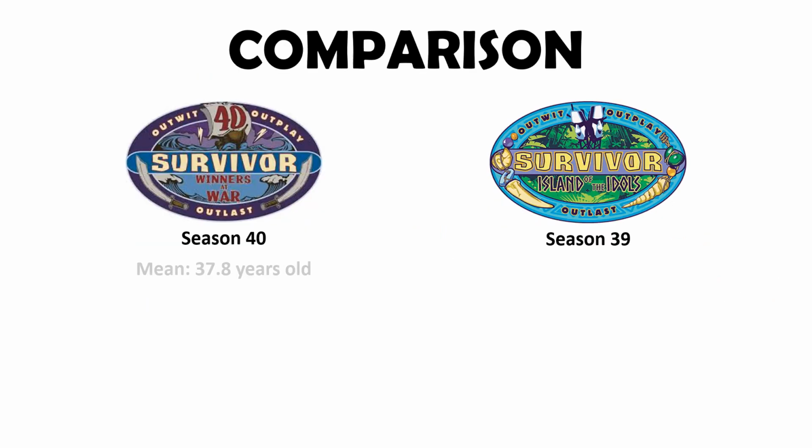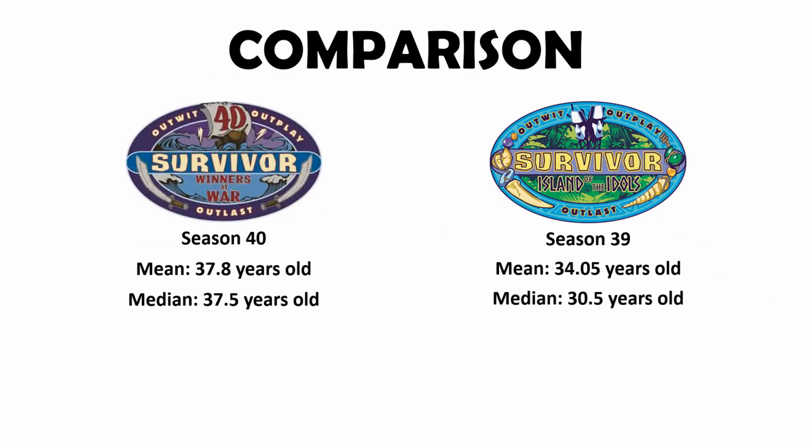So let's compare everything now. We already talked about the mean and the median, which kind of showed us two things. One, that the contestants on season 40 were a little older, and two, that the contestant ages on season 39 were more spread out. Now, looking at the range, that also lets you know how spread out the ages of season 39 was. If you remember, the youngest contestant on season 39 was only 23, while the oldest contestant was 60. The range on season 40 was a lot smaller.